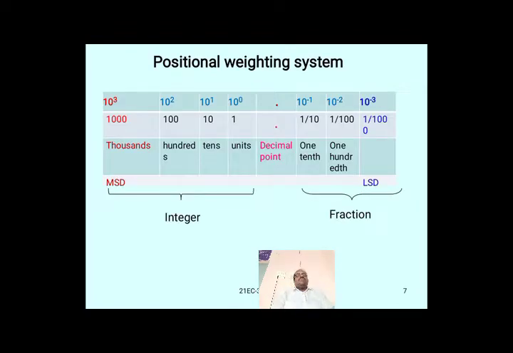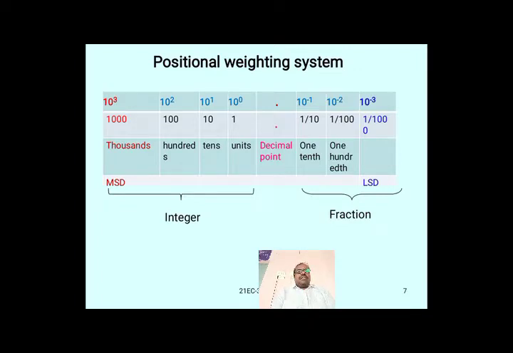Here I have given the positional weighting system, that is 10 cube, 10 square, 10 power 1, 10 power 0, decimal point, 10 power minus 1, 10 power minus 2, 10 power minus 3. 10 power 3 means 1000, 10 power 2 means 100, 10 power 1 means 10, 10 power 0 means 1. You already know that. Next, after the decimal point, 10 power minus 1 means 1 by 10, 10 power minus 2 means 1 by 100, 10 power minus 3 means 1 by 1000.